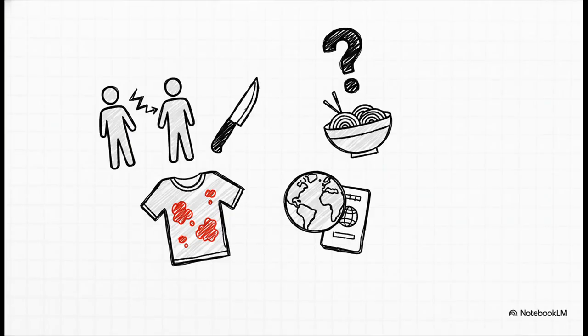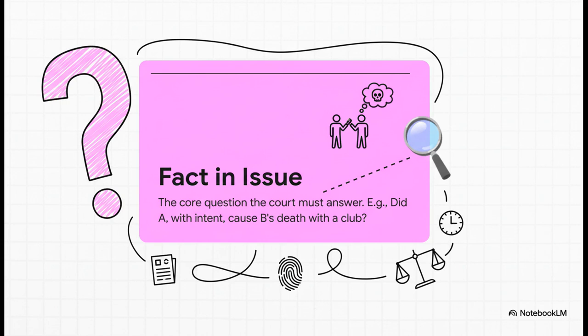So imagine this is all the information the lawyers bring in. You've got a rivalry, someone buying a knife, bloodstains on a shirt. That all seems pretty important, right? But then you see this last one. A stopped to eat noodles. I mean, on the surface, what does that have to do with anything? It feels completely random.